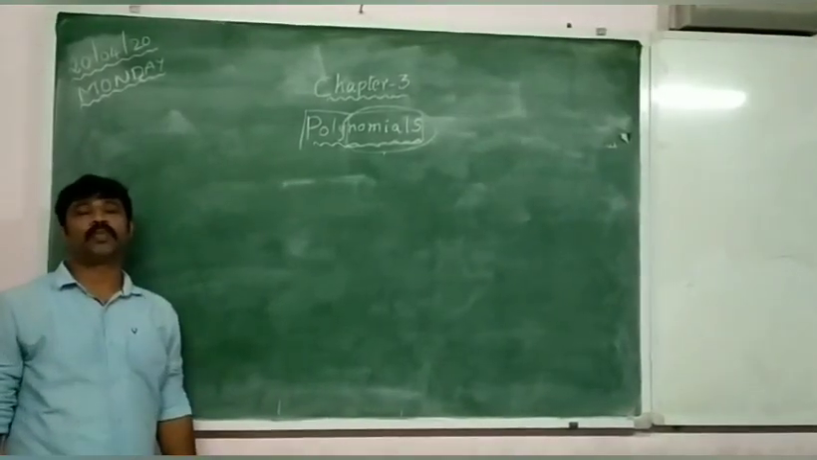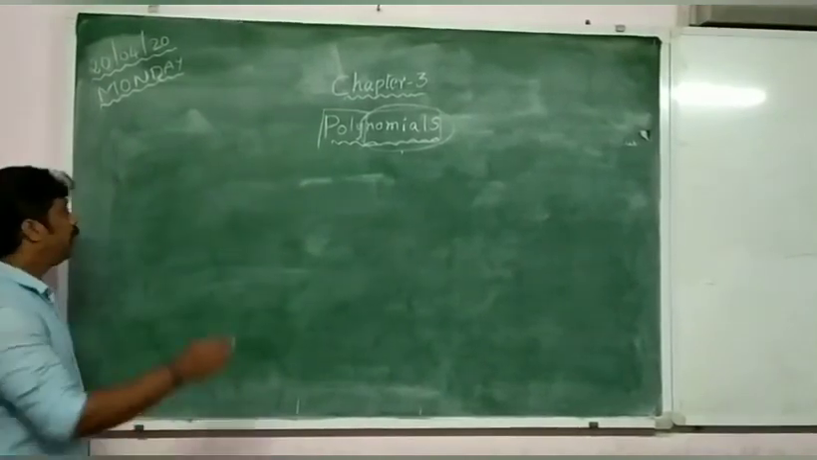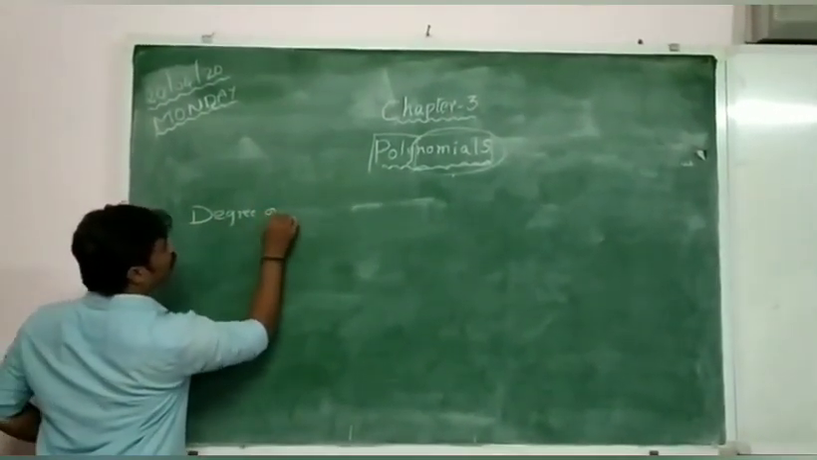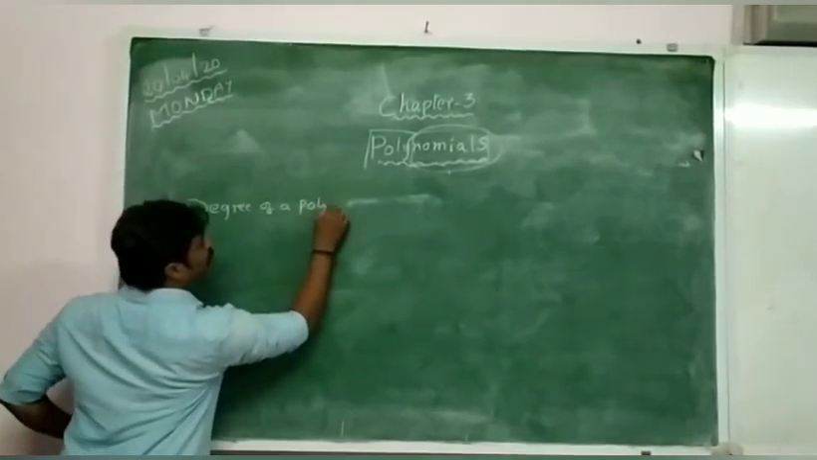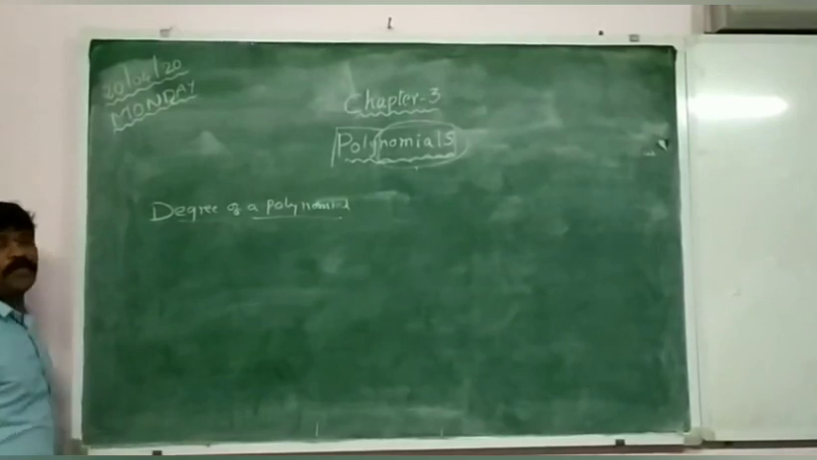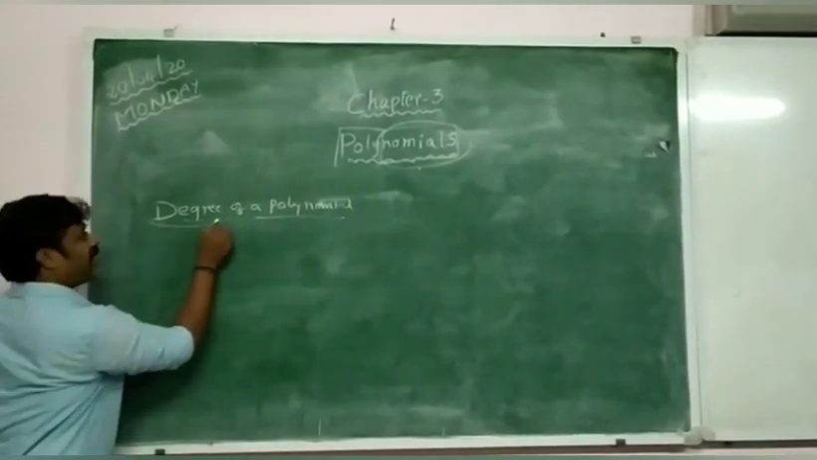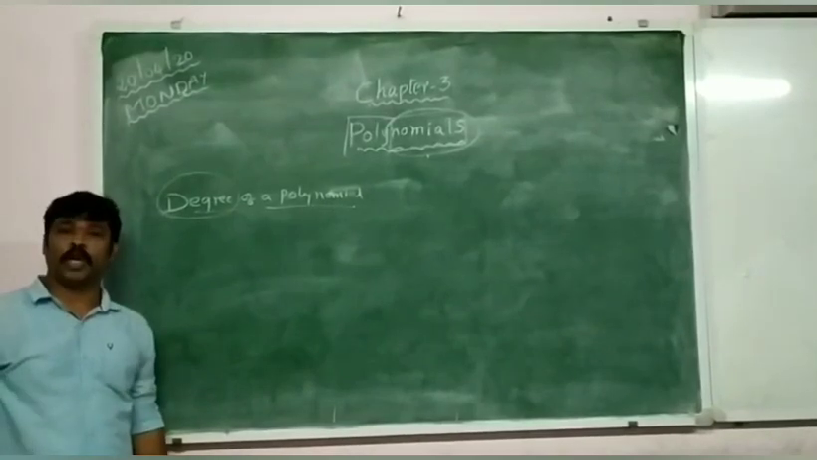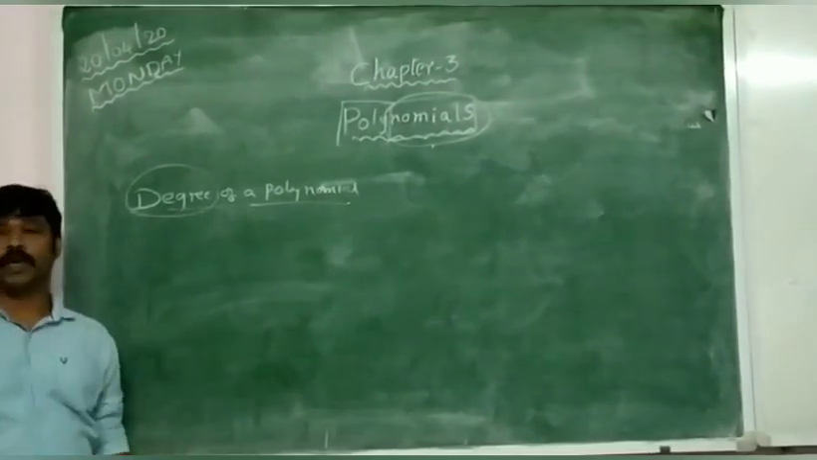Next we have to know about the degree of a polynomial. So what is the degree of a polynomial? Degree is nothing but the highest power of the variable in any polynomial. We call it the degree of that polynomial.